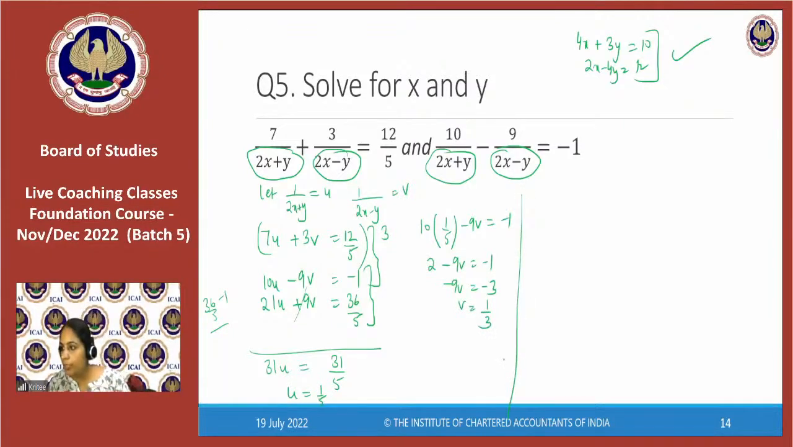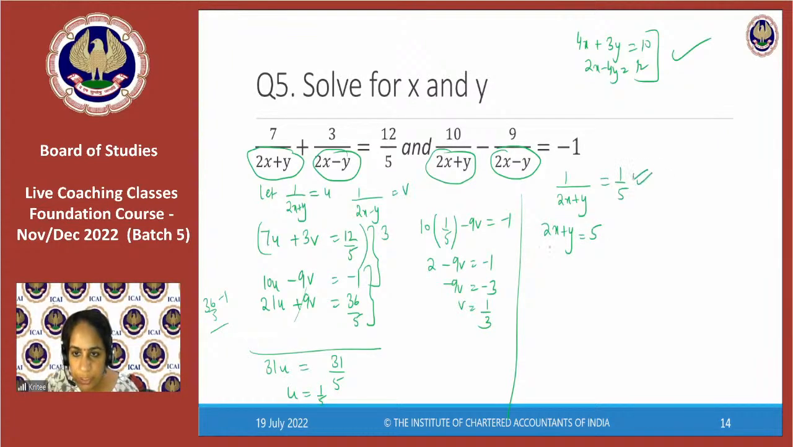But we are not here to solve for u and v. We are here to solve for x and y. So 1 upon (2x plus y) is the same as 1 by 5. So 2x plus y is the same as 5.